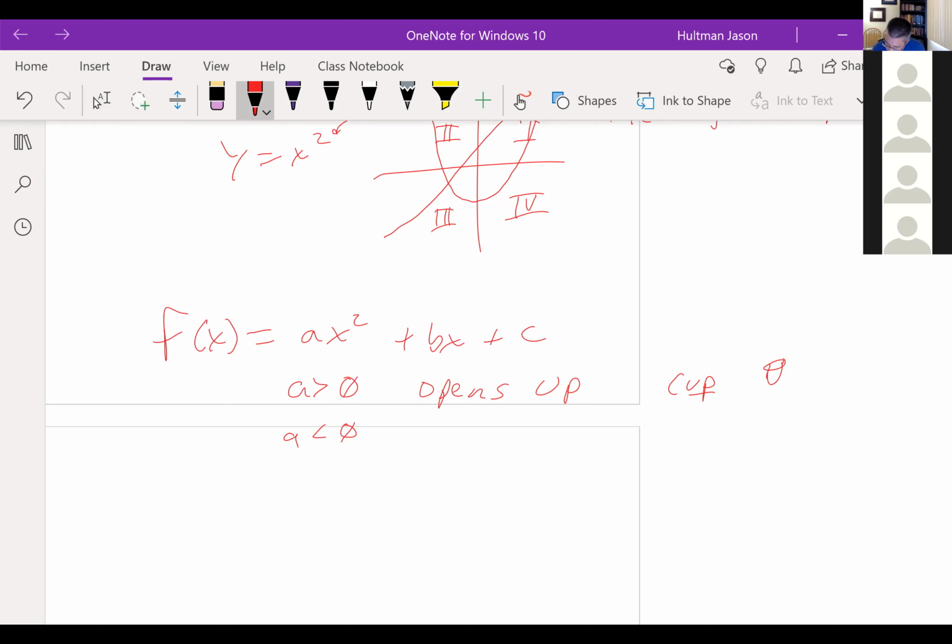Okay. Anyway, if a is less than 0, what is this? This opens down. If a is negative, this opens down. Oh, like a frown. Look at what I did there. That's like a frown, with a little tear here. A frowning emoji.